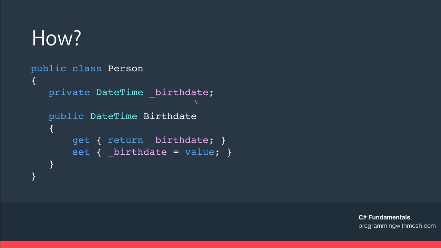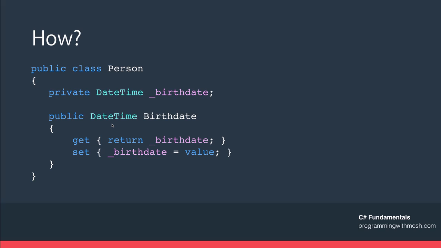So we still have the birth date field, which is declared as private. And here we have the property. Note that the property is declared as public, and it should have the exact same data type as the field. In terms of naming convention, we use Pascal case for naming properties. So the first letter of every word should be uppercase.